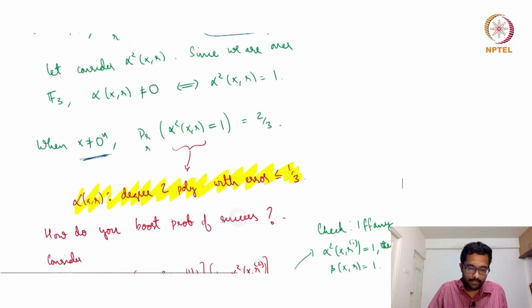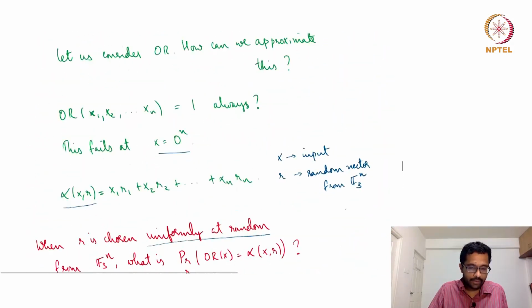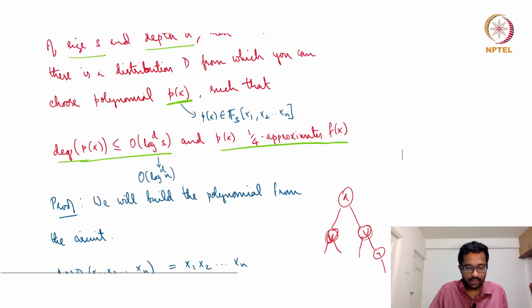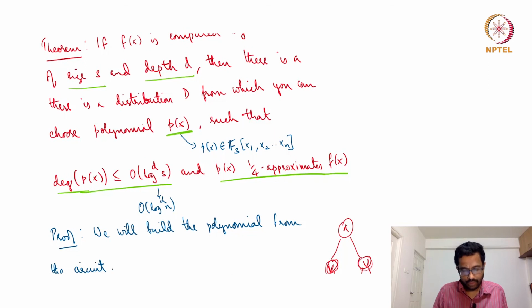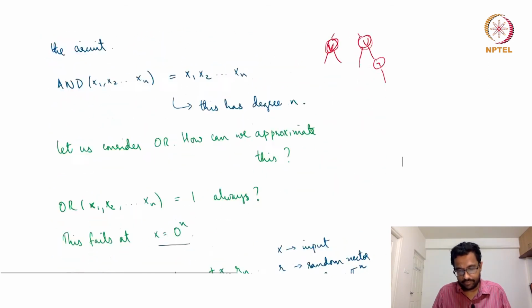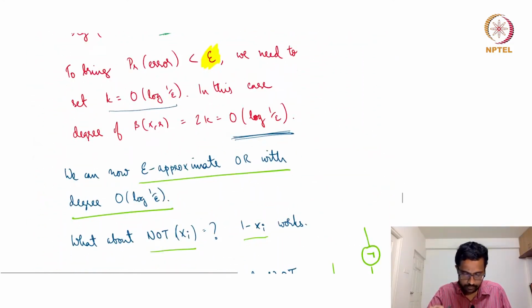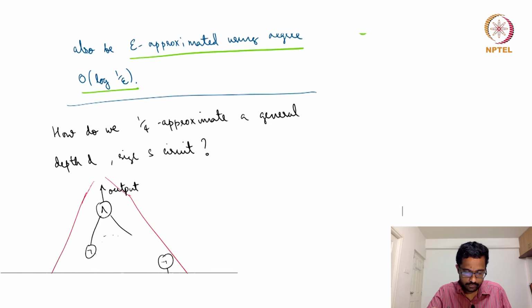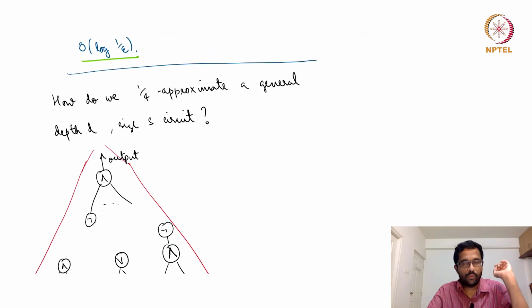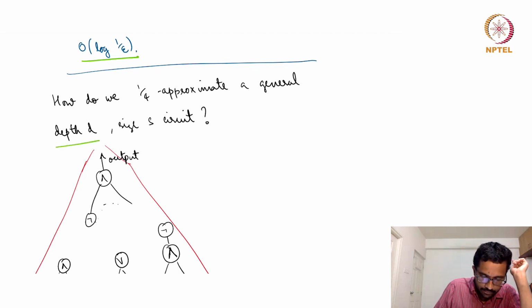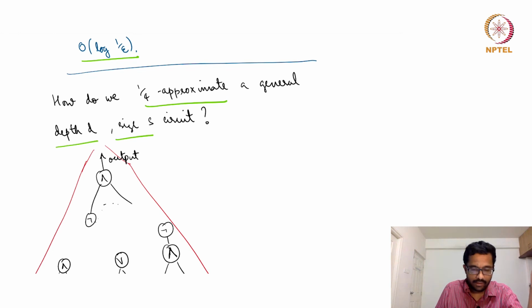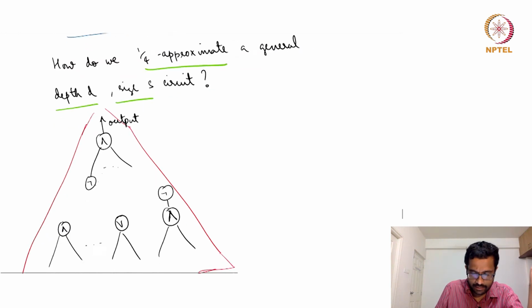What did the theorem want? The theorem wanted to 1 by 4 approximate any function with a log s power d degree. So let us see how that happens. How do you 1 by 4 approximate a general depth d size s circuit?